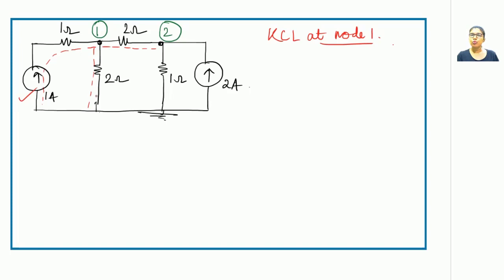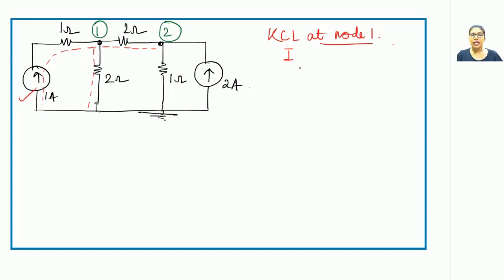So for this node 1, there are 3 branches connected. Now coming to the first branch, that is the left hand side branch. This is the node voltage at 1. Is there any current source connected in this path? Yes. What is the direction of that current source? Is it in the outward direction? No, it is in the inward direction. So how do we write the equation?